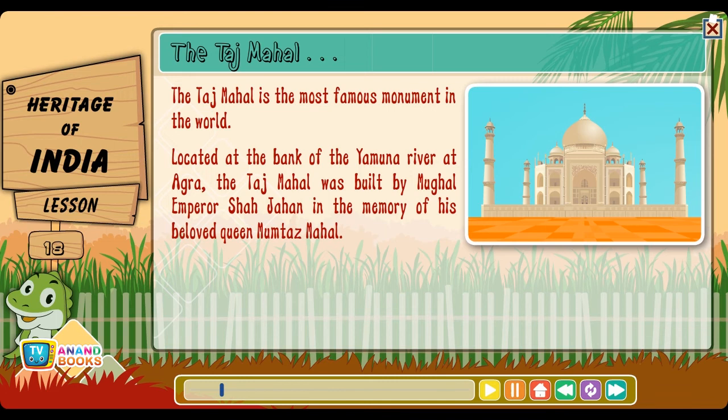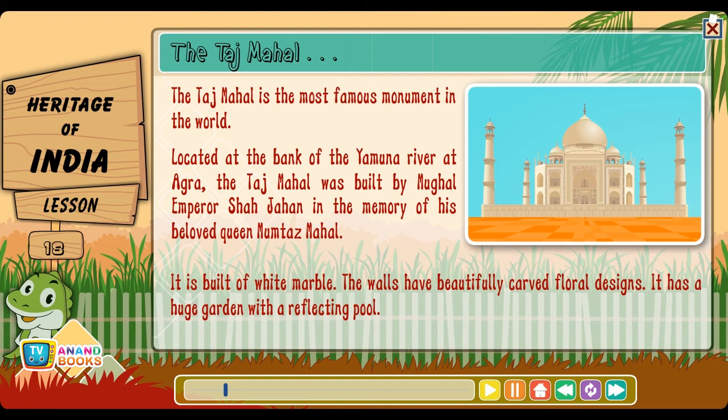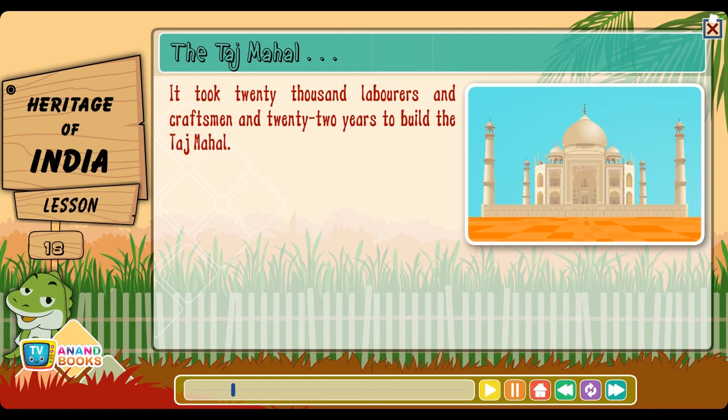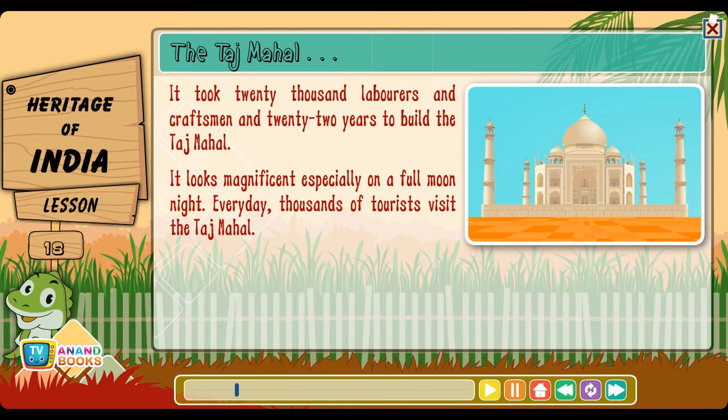It was built of white marble. The walls have beautifully carved floral designs. It has a huge garden with a reflecting pool. It took 20,000 laborers and craftsmen and 22 years to build the Taj Mahal. It looks magnificent, especially on a full moon night. Every day, thousands of tourists visit the Taj Mahal.